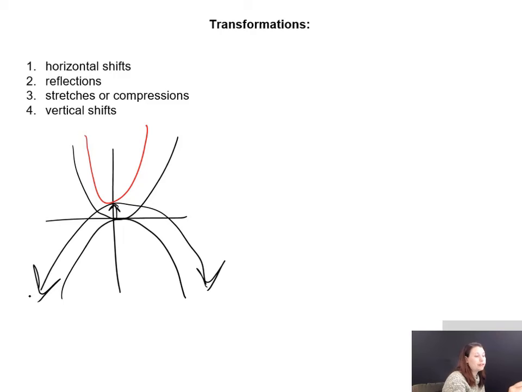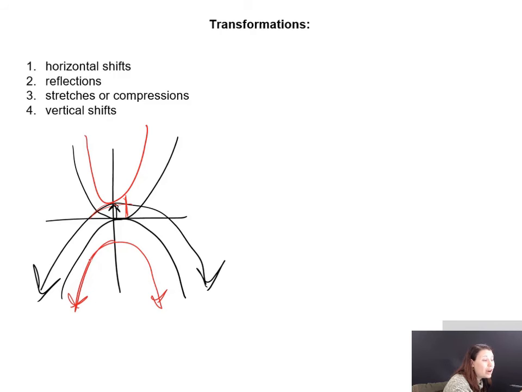But if we do the vertical shift first, we get the red one. Then we reflect it. Well, we have to take into account this distance right here. So it doesn't just reflect right here, it reflects down here.